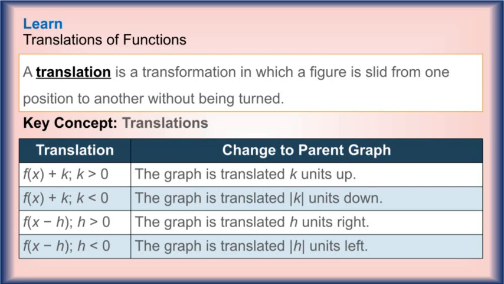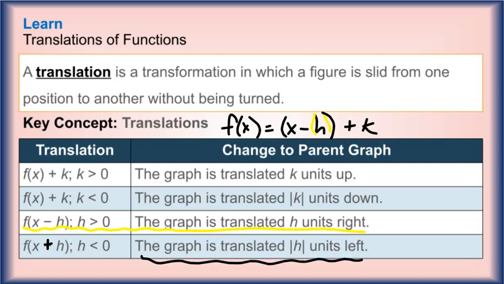How do you determine if it's supposed to go up, down, right, or left? It all is based on the equation f of x equals x minus h plus k. So the h, whatever h is, that goes to the right or to the left. So if h is positive, the graph is moved to the right. When h is negative, so this really should be a plus h, when h is negative, the graph is translated to the left that many units.